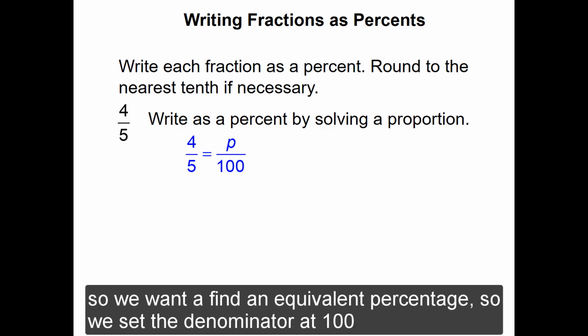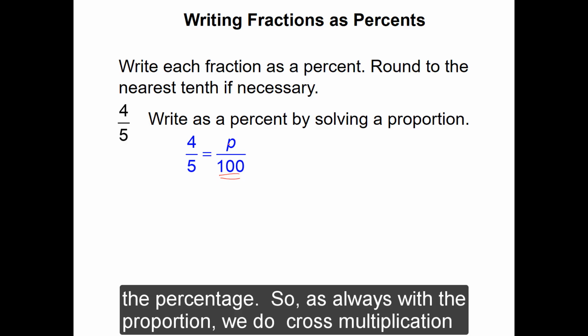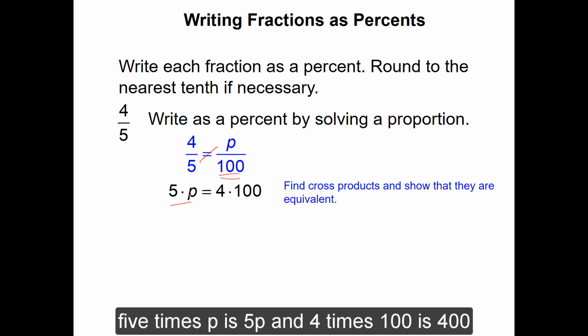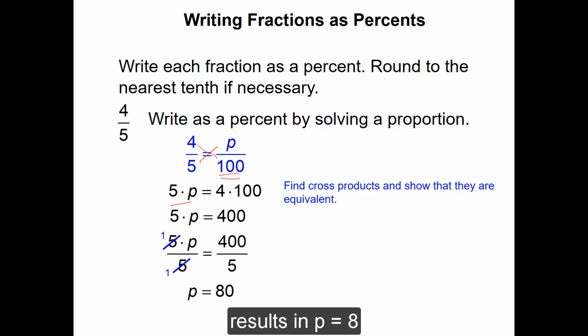So we want to find an equivalent percentage, so that means we have to set the denominator at 100, and this will be our unknown. And when we solve this proportion for p, that will give us the percentage. So as always with a proportion, we do our cross multiplication. And so 5 times p is 5p, and then 4 times 100. And then we lastly divide both sides by the coefficient of the p term, in this case the 5. And when we do that division, we get p is equal to 80.